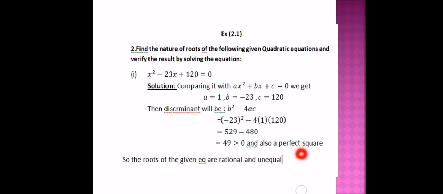which is a positive number and is also a perfect square. So this is similar to the conditions described in rule number 1, that is, b square minus 4ac, if it is a positive number and also a perfect square, then the roots will be rational and unequal. So the roots of the given equation are rational and unequal.